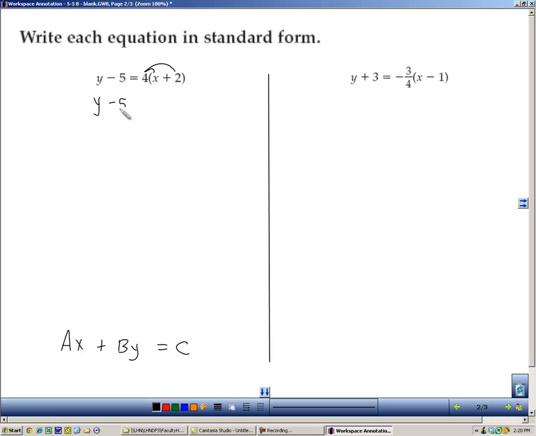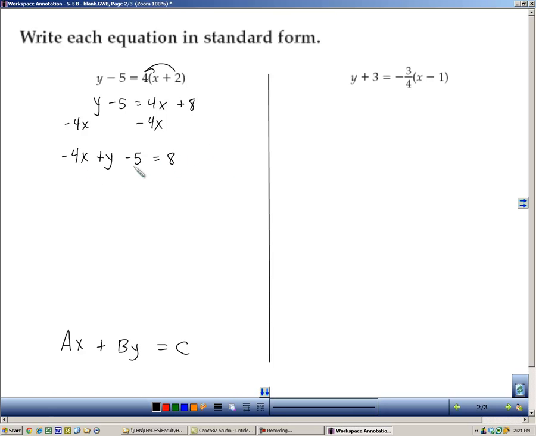So I will distribute the 4, giving 4x plus 8. Now you'll notice the x and y are on opposite sides, and we'd like to get them together. One thing that I would like to do is keep the x value positive, so you can do that a couple of ways. You could move the x over to the left or move the y over. It won't matter. I'm going to subtract the 4x here and then do something else a little bit later. Now notice I didn't put the 4x with the y because those are not like terms. So we end up with negative 4x plus y minus 5 equals 8.